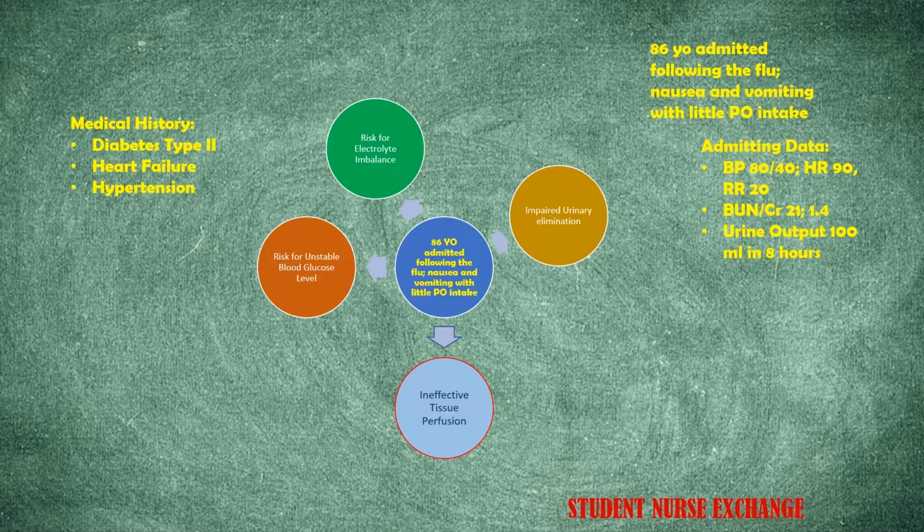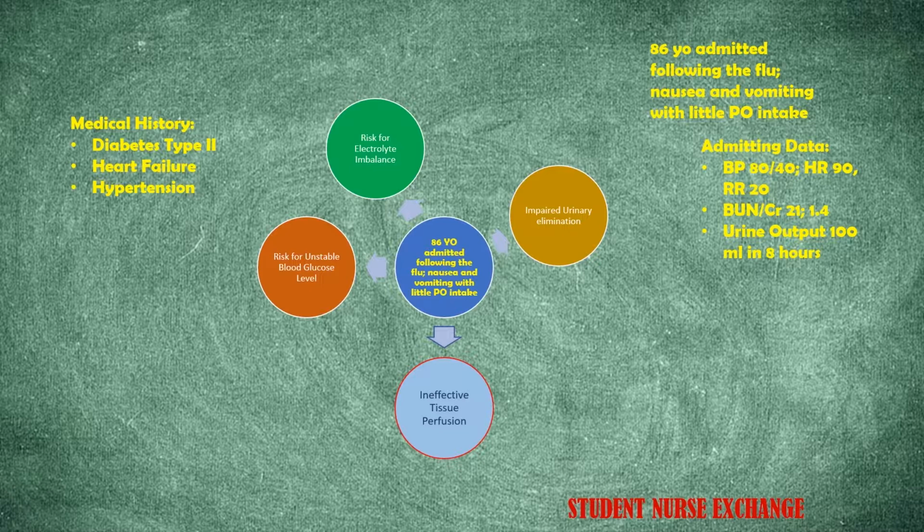we put the pertinent information for the patient in the center. They're elderly, and they've had the flu, they're nauseated, vomiting, and have little PO intake. So that right away gives us some nursing diagnoses we can put down and start with. We know that they don't have good urine output, so impaired urinary elimination. It's only 100 mLs per hour. Ineffective tissue perfusion. That blood pressure is too low, right? They're not going to be able to perfuse their tissues and their skin.